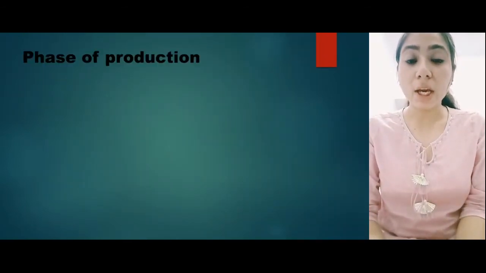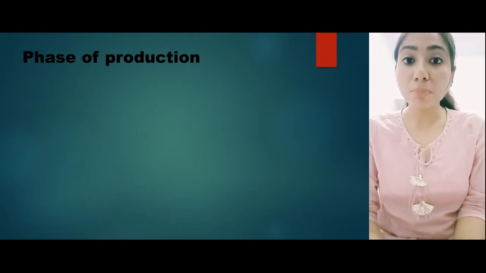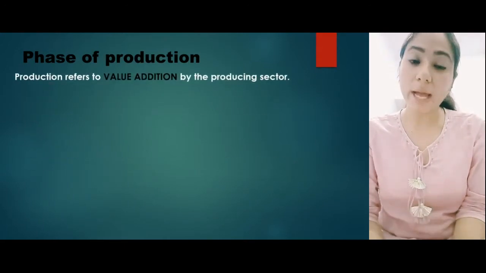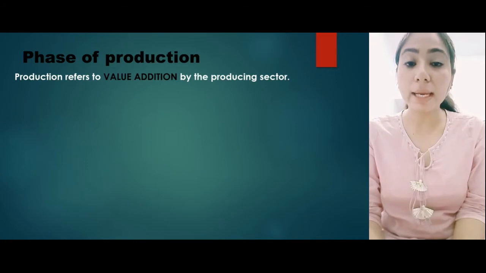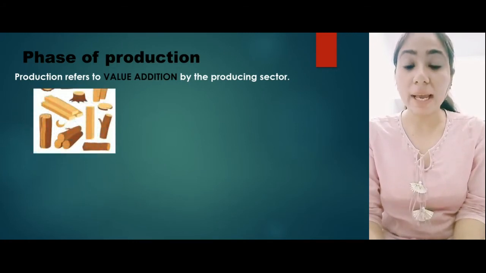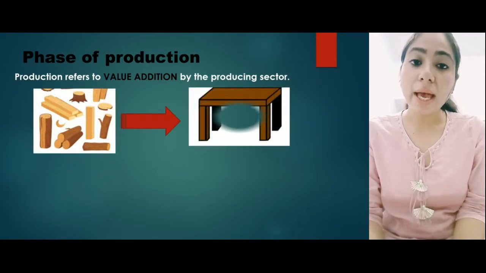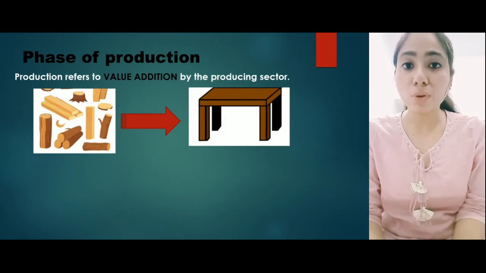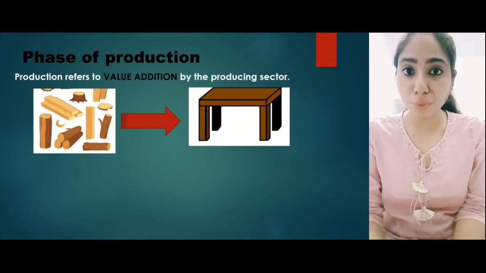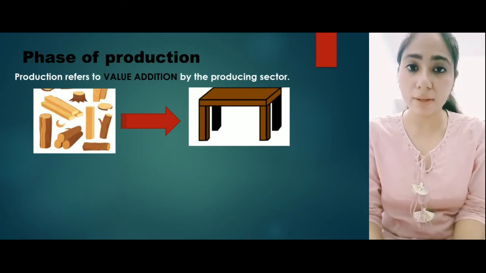So now let's talk about the first phase, which is production. When I talk about production, that means that there is some value addition to it. When you produce something, there is value addition to it. For example, I purchase wood of rupees 2000, and then I convert that wood into a chair, and then I am going to sell it for 5000 rupees. So there is 3000 value addition to the wood, that I have converted into a chair, which is now of 5000 rupees.